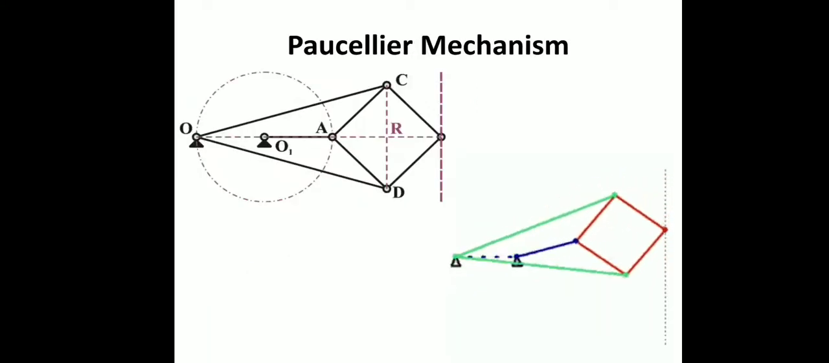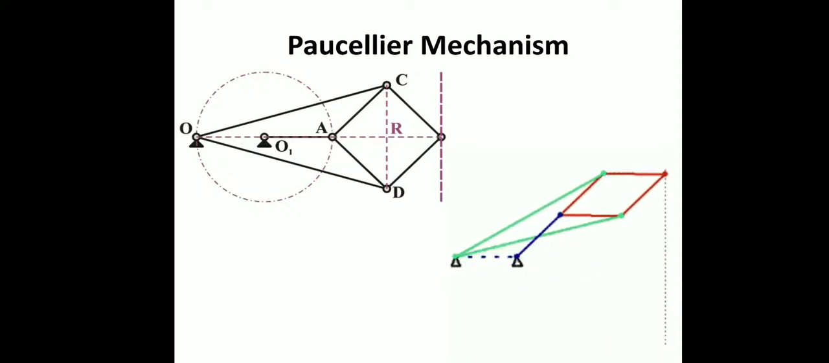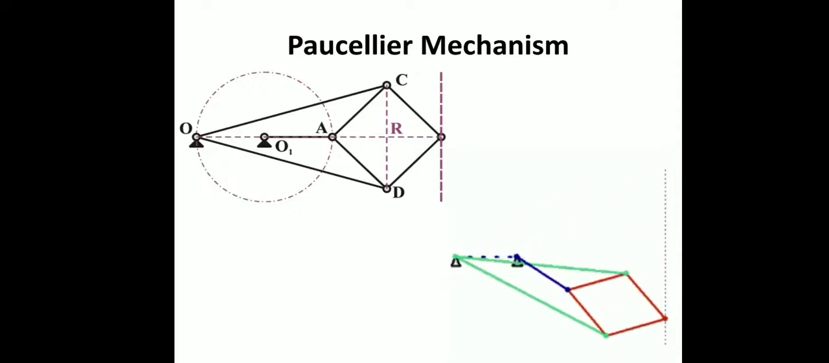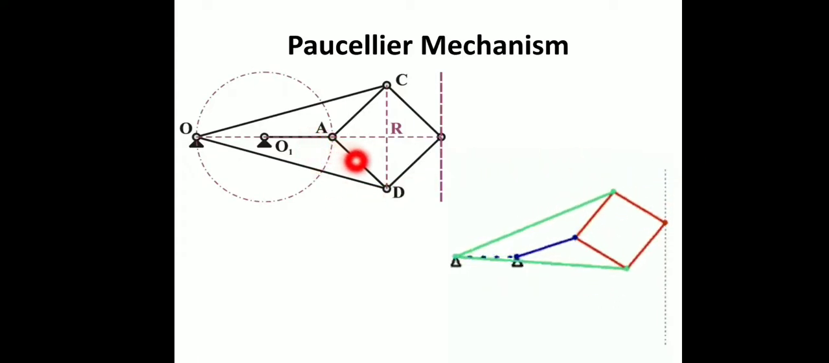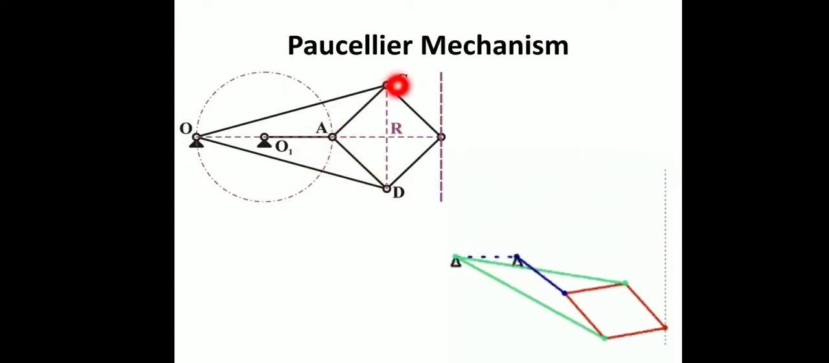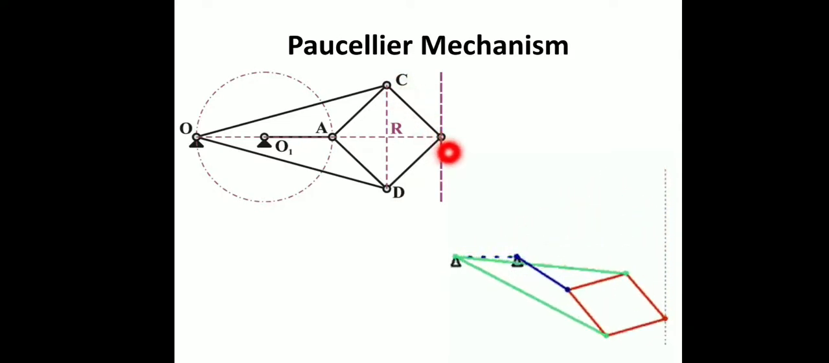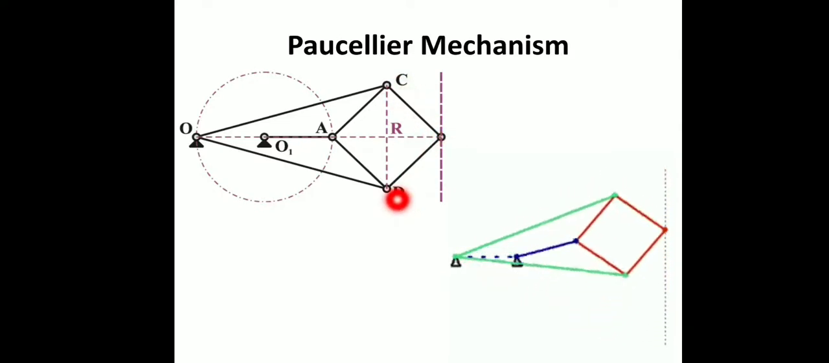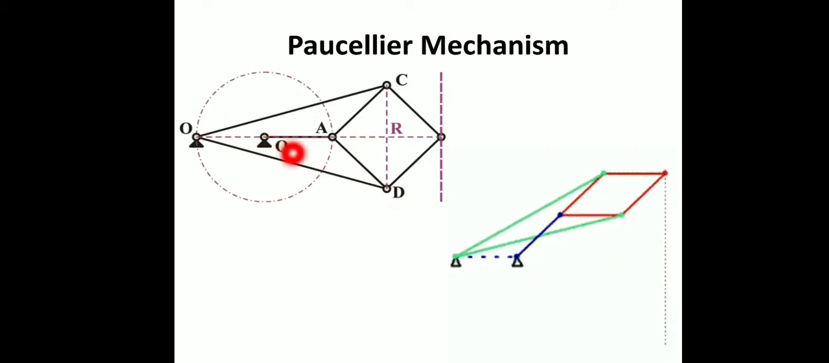Now we will discuss what a peculiar mechanism is. A peculiar mechanism is a straight line mechanism. It consists of 8 links, namely AD, CA, BC and BD. These are 4 links, and OC and OD, and another link is O1A.